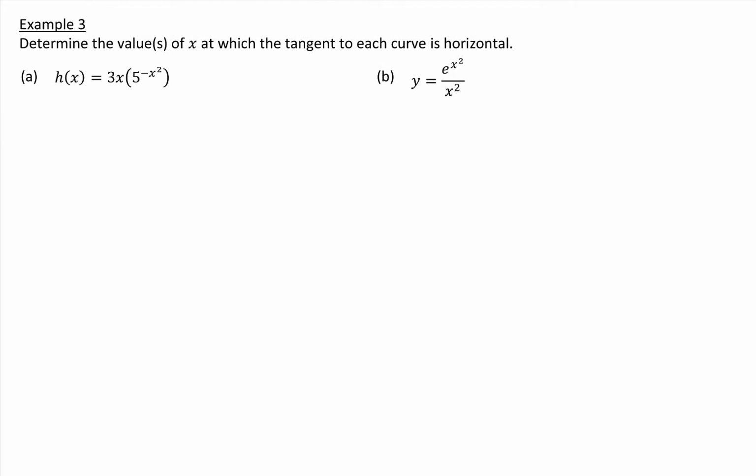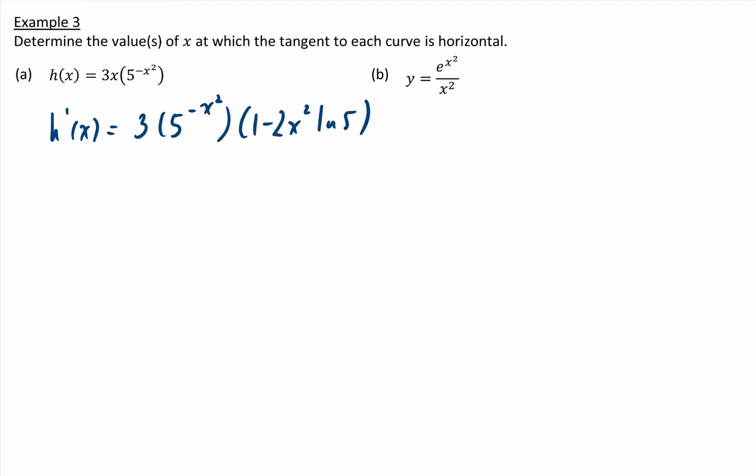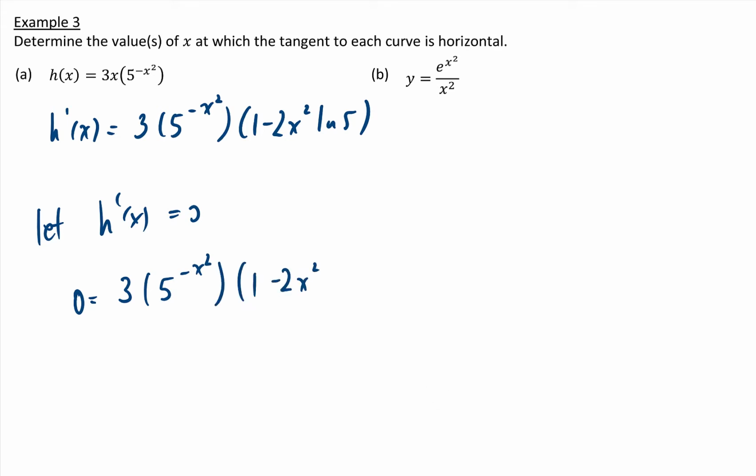Example 3. Determine the values of x at which the tangent to each curve is horizontal. So let's do that. Notice 3a is the same as example 1d, and we already discovered that that derivative, h prime of x, was equal to 3 times 5 to the exponent of negative x squared times 1 minus 2x squared ln of 5. All right, we're going to let h prime of x equal 0. So we let h prime of x equal 0, and therefore we end up with 0 equals 3 times 5 to the negative x squared, 1 minus 2x squared ln of 5.